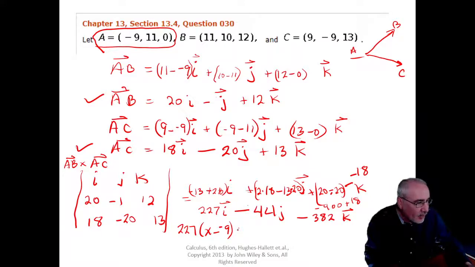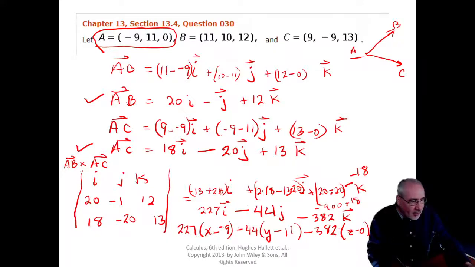Well, we could leave this negative 44. The j component is y minus 11. And then we've got our minus 382, and k is going to be z minus 0. That all equals 0. So we do the math. This is x plus 9, so we're going to end up with 227x. I'm going to put the plus 9, it's going to keep track of, well, plus 9 times 227, right?